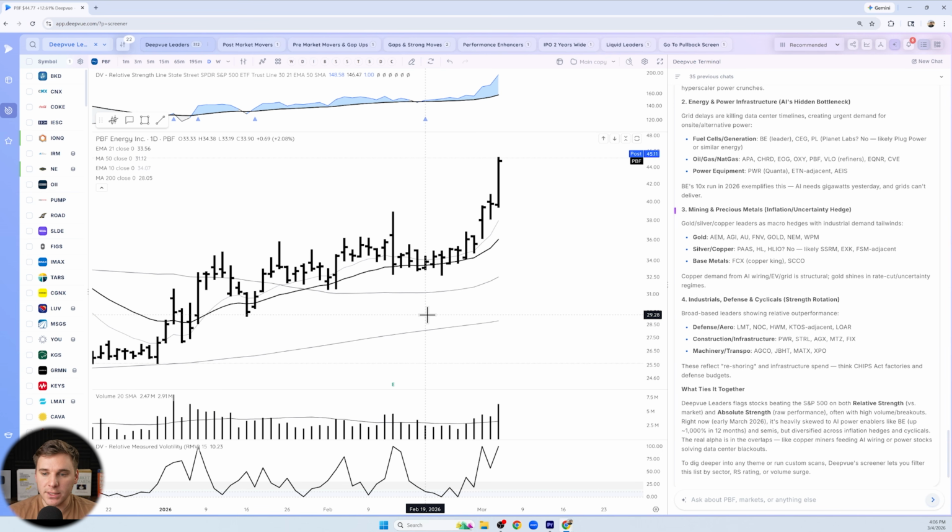So hopefully this gives you some ideas in terms of workflows that you personally can use to speed up your routines, find those leading themes faster, find those leading stocks faster, and trade more effectively.